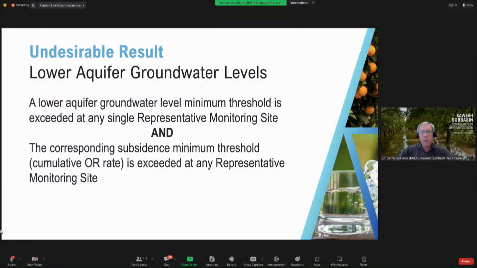Great. The undesirable result for lower aquifer groundwater levels is actually a two-part undesirable result. And the undesirable result occurs if both of these things happen. If the water level in a well drops below its minimum threshold, and we're seeing the subsidence that's associated with that. If the groundwater level drops below its minimum threshold and we're not seeing the subsidence, it doesn't mean we're not concerned. The GSAs are still working on it, but it doesn't mean it's undesirable, because it's the subsidence that is the definition of what's undesirable from these low groundwater levels. Next slide, please.